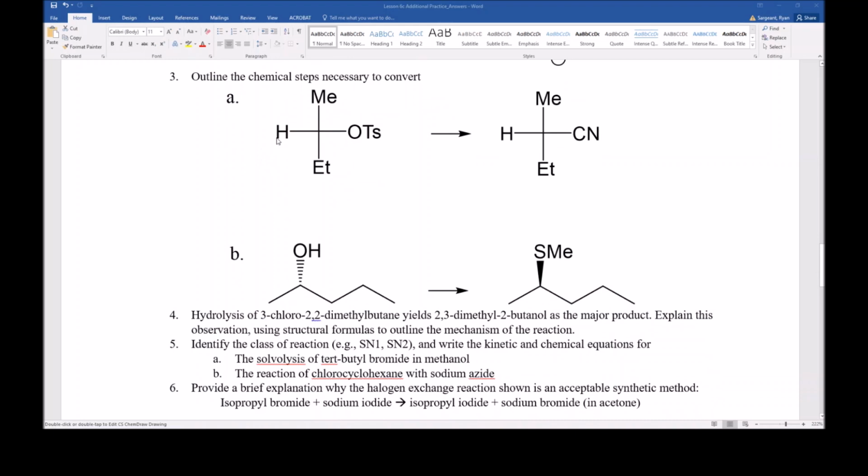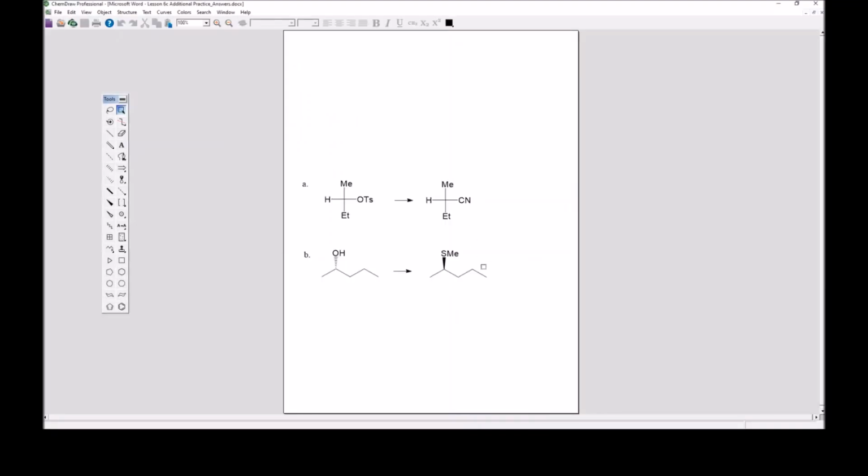All right, question number 3, outline the chemical steps necessary to convert. And I'm actually going to go down to B first because it's a little easier. I have these as a single image file. Notice that this is what I'm starting with, and this is what I'm trying to produce. Notice how the stereo center has switched. Let's attach the stereochemistry. This is an S stereo center, and this is an R stereo center, which means I should be able to make this by direct nucleophilic attack.